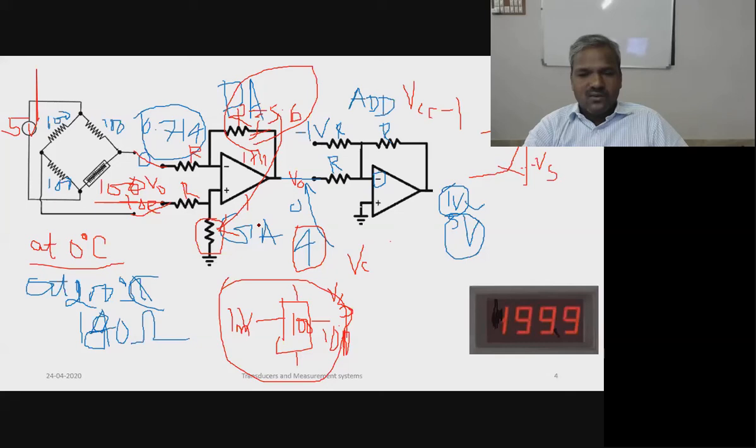Understand? So when 200 degrees Celsius is applied here, we get 0.714. So with 0.714 and gain 5.6, you will get a 4 volt output here. So 4 plus 1, you will get 5 volt output. This is the simple, very important design. This will be frequently asked in the examination.